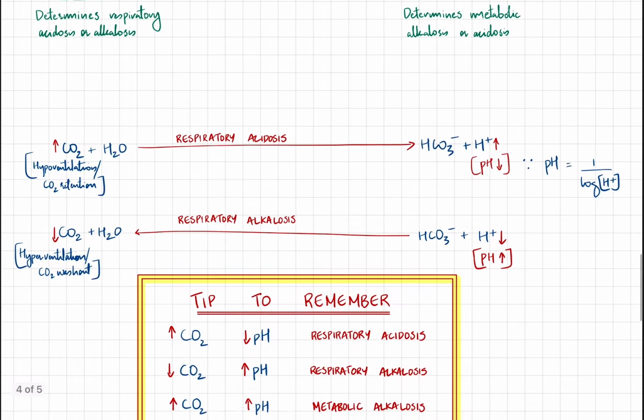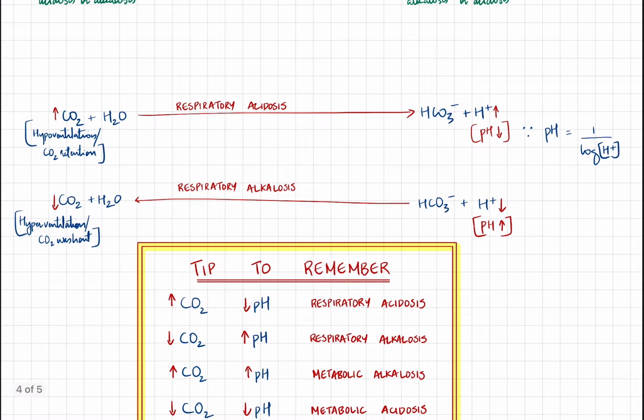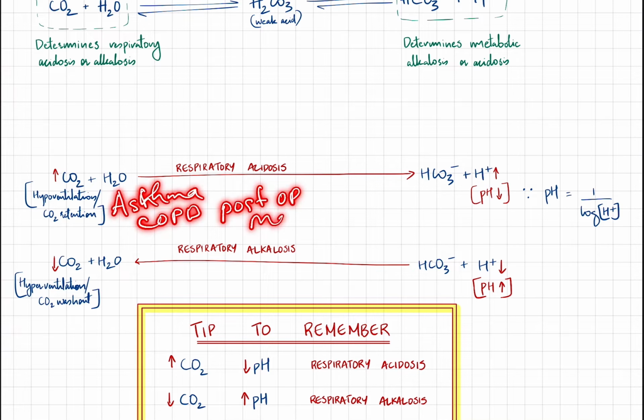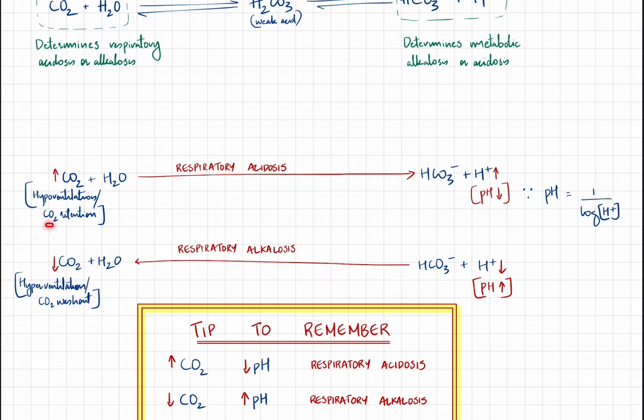So first, let's move to respiratory acidosis. In respiratory acidosis, what happens is initially the patient has an underlying cause which causes an increase in the CO2. So in which patients do we see an increase in CO2? That is a patient who is having asthma, or a patient of COPD, or a post-op patient, or a morphine toxicity patient. In all these patients, they have CO2 retention, which could cause an increase in the CO2.